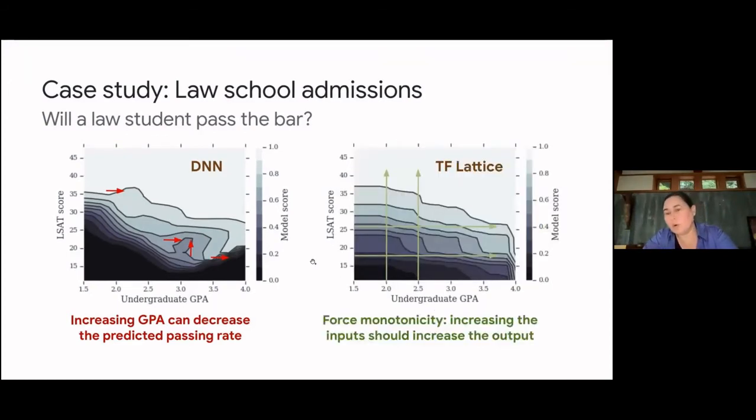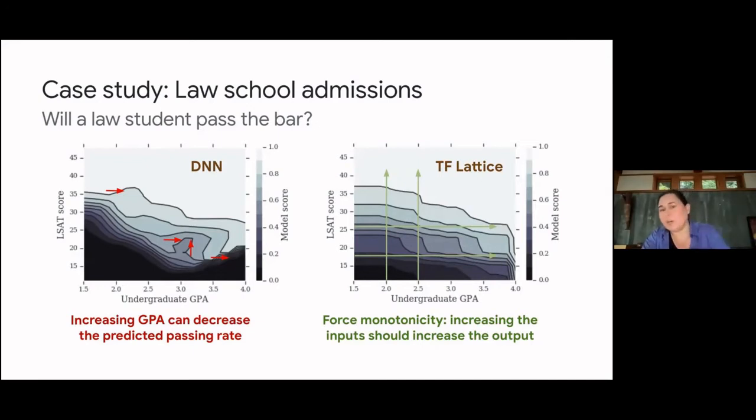So what can we do? Well, I'll talk today about some of the solutions. We can force monotonicity on the model. This is one of the kinds of constraints that we can force on our machine learning models. What that will mean is that for any point in this space, if you get a higher GPA, the model value should go up. Or if you get a higher LSAT, the model value should go up.